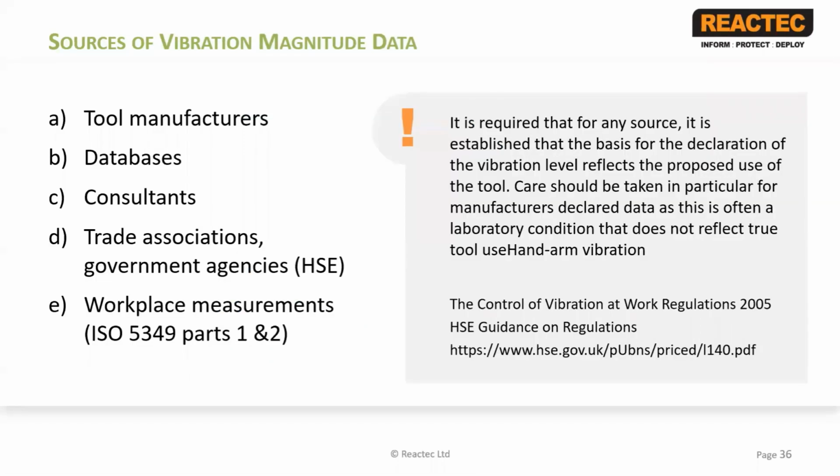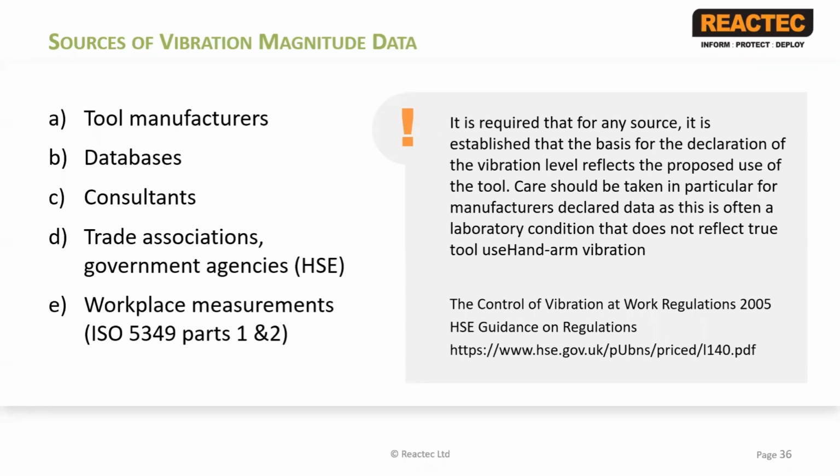So having established that two parameters are needed for assessing exposure to hand-arm vibration, that being the time of exposure and the vibration magnitude during exposure, I'm going to look at the topic of the vibration magnitude. In their L140 guidance, the HSE quote 5 possible sources of data for vibration magnitude.